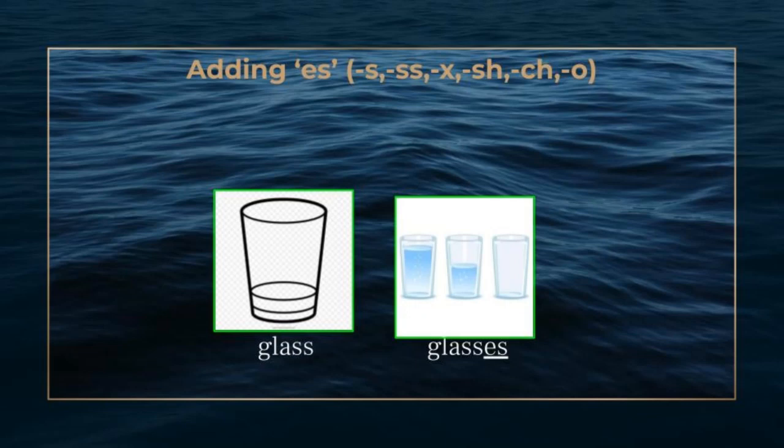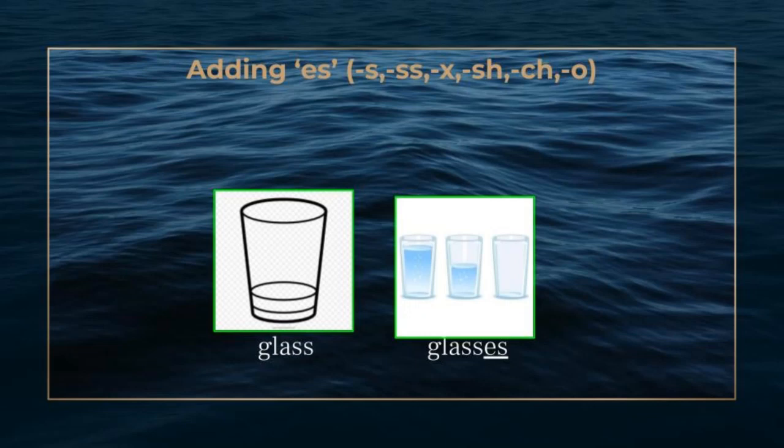Okay, students. Now look at the given example. Look at the first picture. What is it? It is a glass. How many glasses are there in the first picture? Just one glass. So it is a singular noun. What is the plural form of glass? Yes, you're right. The answer is glasses.